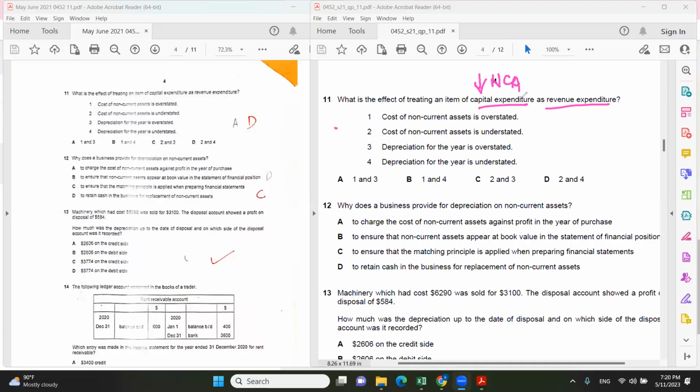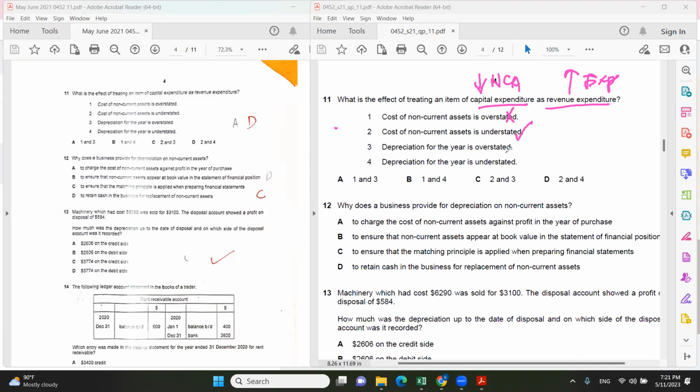Okay. So our non-current asset, because capital expenditure normally refers to the non-current asset, will be understated. Revenue expenditure will be overstated, which is expenses. So in here, cost of non-current asset overstated, that means this is wrong because it should be understated. Cost of non-current asset understated, yes.